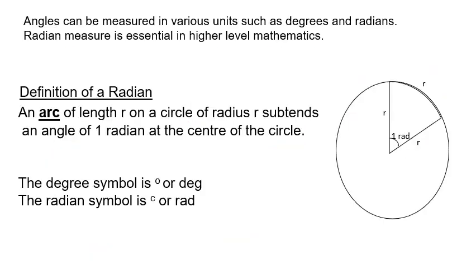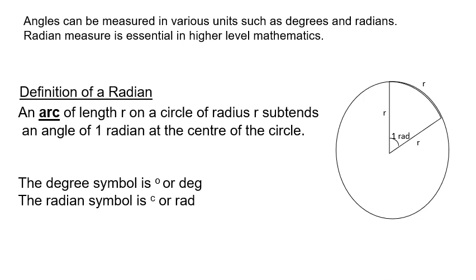Okay, so let me introduce to you then what a radian is. When you're measuring angles, up until now you've probably just used degrees to measure angles, but there are other units that can be used for measuring angles, and the one that you need to know about now is radians. And radian measure is essential in higher level mathematics. So radians are very often used in more difficult mathematics. So for example at university, or if you go on to do a mathematical job, you might find that you're using radians quite often. So let me define to you what a radian is, so just one single radian.